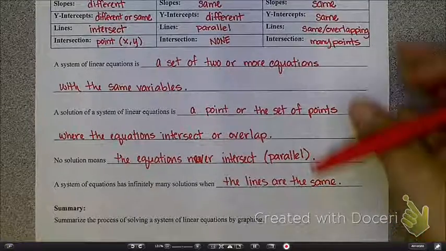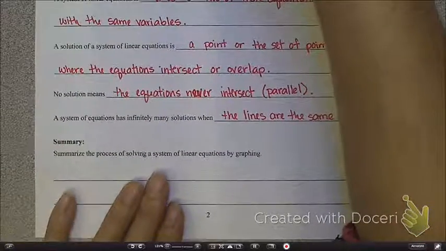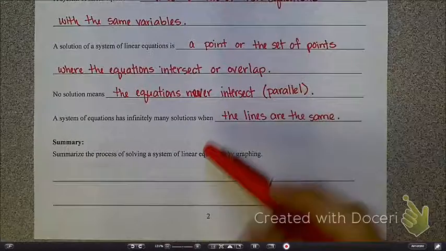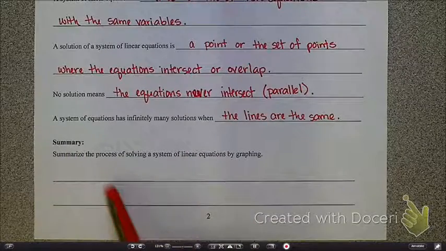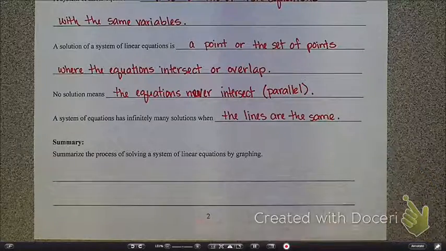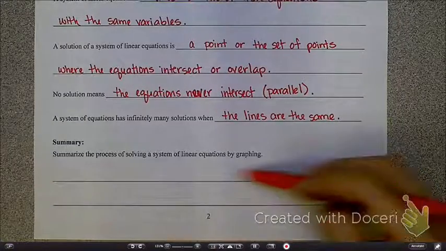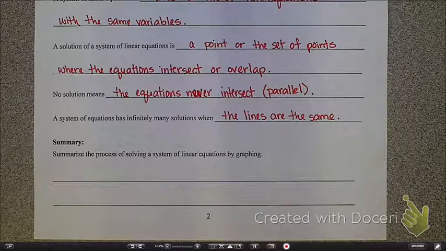All right, so now what I'd like you guys to do is take a minute or two and discuss with your group members how you would summarize the process of solving a system of linear equations by graphing. So basically, how do you solve by graphing? Write a short couple sentences explaining how you do that.